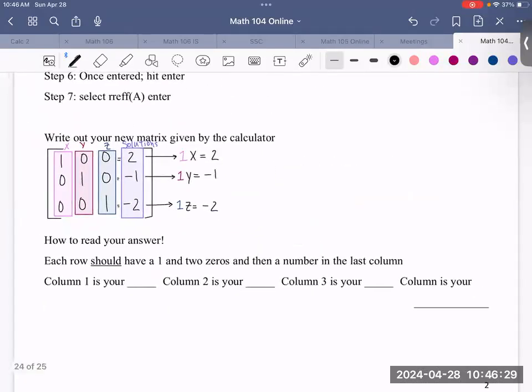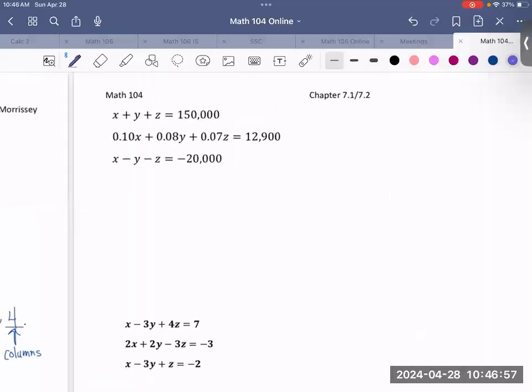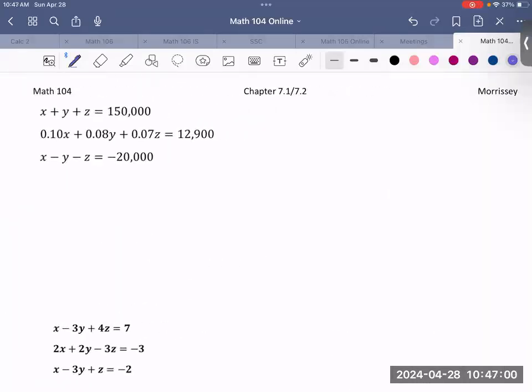So it says each row should have 1 and 2 zeros and then a number in the last column. The column 1 is your X values, column 2 is your Y values, column 3 is your Z, and the last column is your solution. Pretty easy. Now let's try again with your next example. So definitely pause the video and try the next one or two on your own.